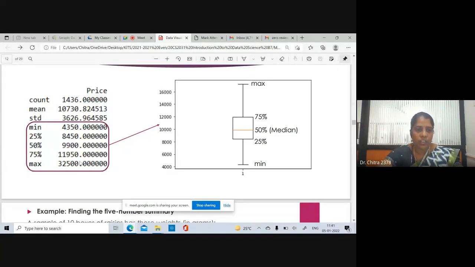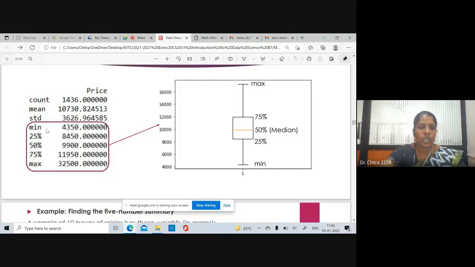When you refer to this one, the minimum value is 4,350, and the maximum value is 32,500. When you describe this, when you see the data, you can identify this. The minimum value is 4,350 and the maximum value is 32,500. So when you want to draw this graph, you carefully take the values. Here it starts from 4,350, so start the graph from 4,000. It's enough because 4,350 is almost nearer to 4,000.